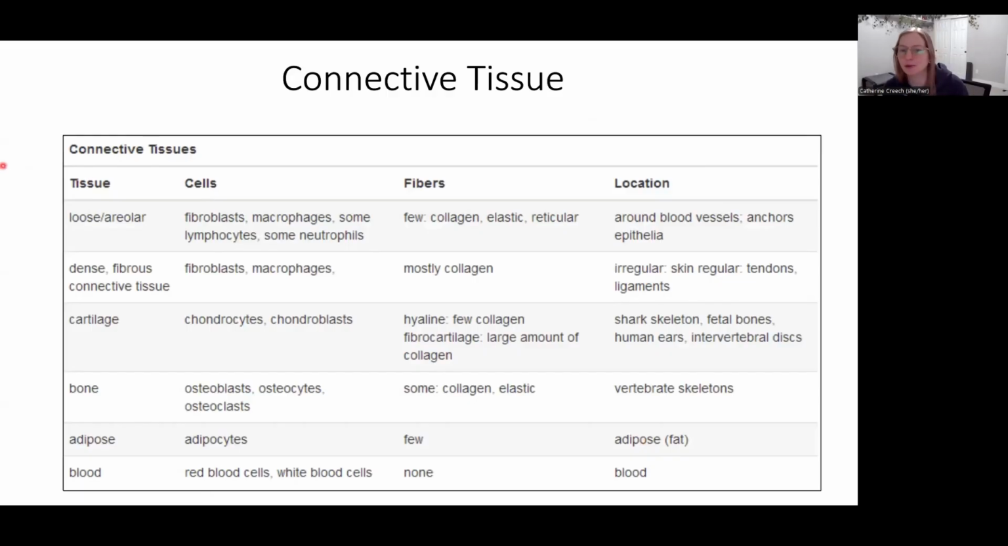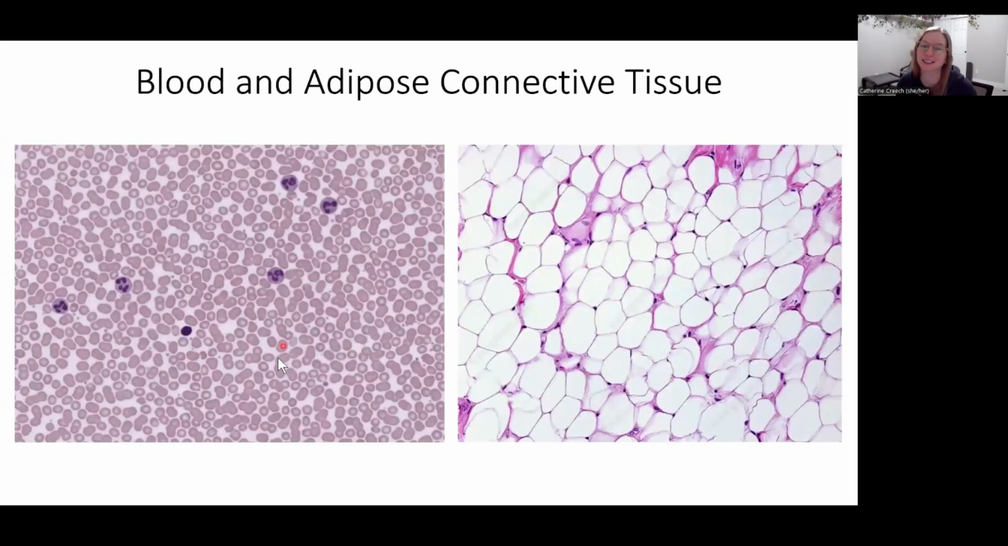Here's a nice table from your book that tells you the type of cells found in each of your connective tissues, where this connective tissue is found, and what kind of fibers are found there. So you can check that out, the table from your book. And then let's look at them.